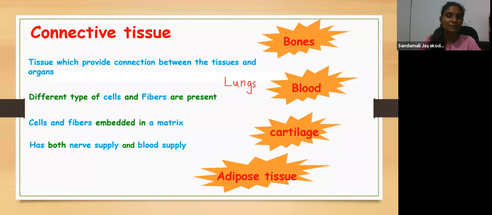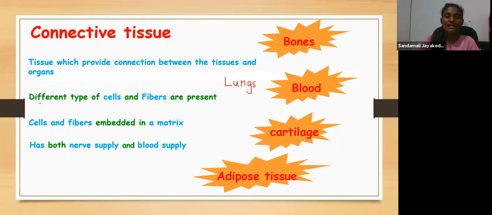And not only blood, there are some other tissues too: bones, cartilage, and adipose tissue. That is the tissue between our skin, which has a store of lipid. Adipose tissue, sometimes named the hypodermal fat layer, is also a connective tissue. It provides the connection between our skin and the inner area.